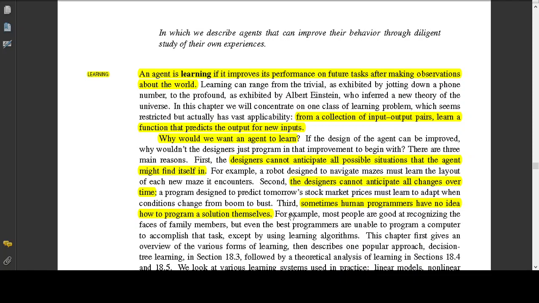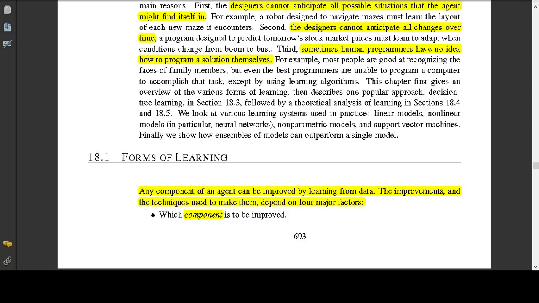Okay, so in all these situations, the only solution is that the system has to learn by itself from its environment, from its experience, and from examples. That is why we enforce this learning. That is the importance of learning in machine learning systems or AI systems. Next is the different forms of learning.